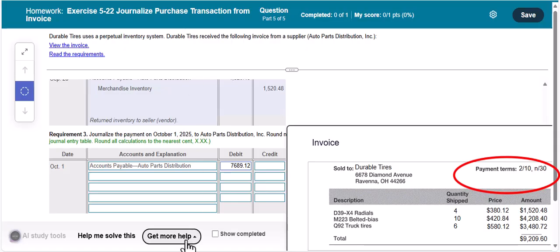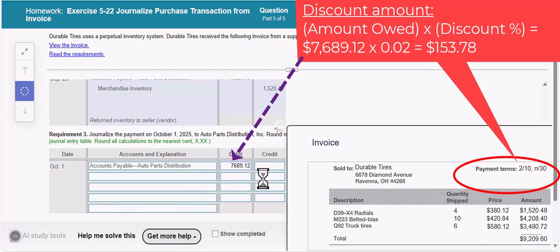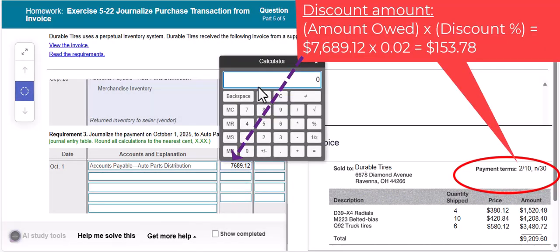So let's calculate that discount on what we owe, $7,689.12. So we'll go ahead and type that in and multiply by 0.02 as 2%. And that gives us $153.78. So that is going to be our discount.